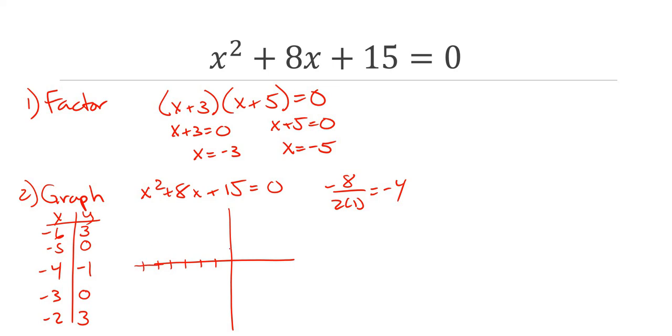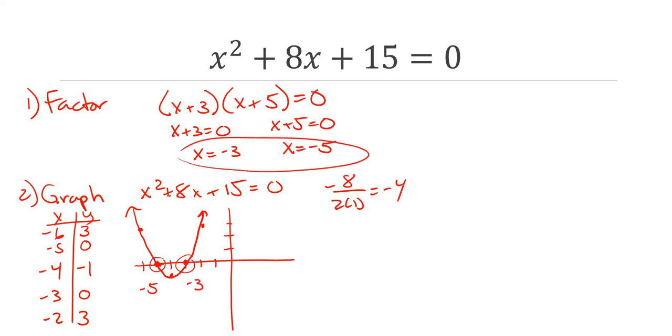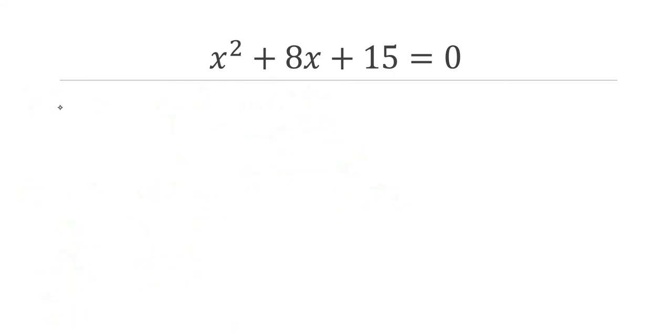So 1, 2, 3, 4, 5, 6. Negative 6, 3. Negative 5, 0. Negative 4, negative 1. Negative 3, 0. Negative 2, 3. There is my graph, and you can see that my x-intercepts are still negative 5 and negative 3, the same values I got from factoring.